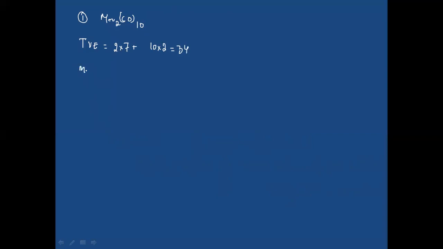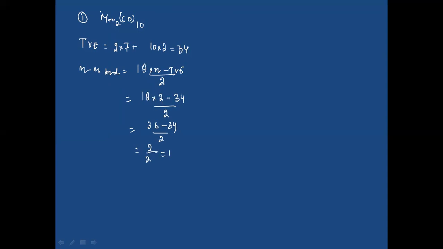In the second step, metal-metal bond will be equal to (18 into N minus TVE) divided by 2. What is N over here? N is the number of metal atoms, so N is 2. So we'll apply 18 into 2 minus 34, divided by 2. This comes out to be 36 minus 34 divided by 2, so 2 by 2, that's 1.